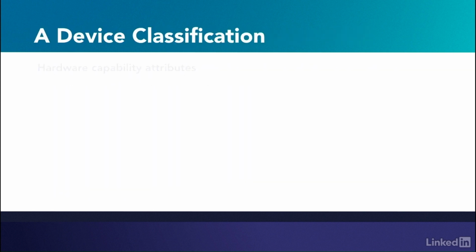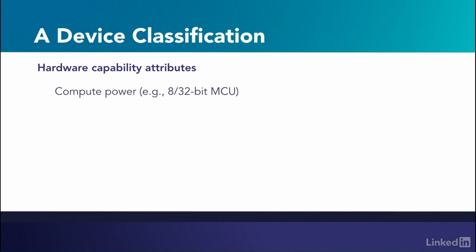Let's begin by looking at a popular device classification by hardware capability. An IoT device, which is an embedded system essentially, can have different resources in terms of the following attributes. Compute power. A device with an 8-bit MCU has less compute power than the one with a 32-bit MCU. Also, this compute power affects the algorithms, such as cryptographic methods we use for security in a DM solution.